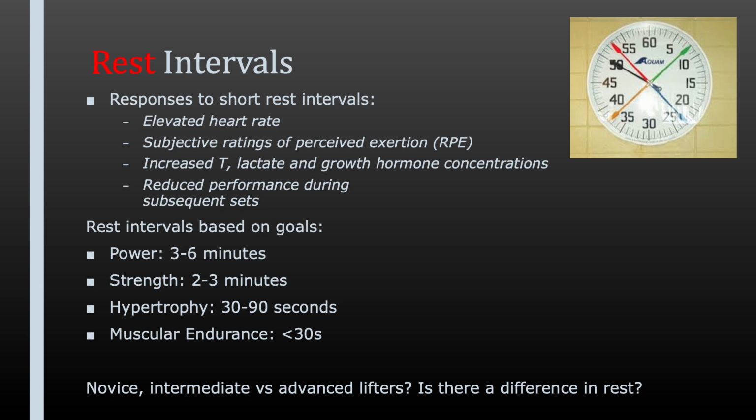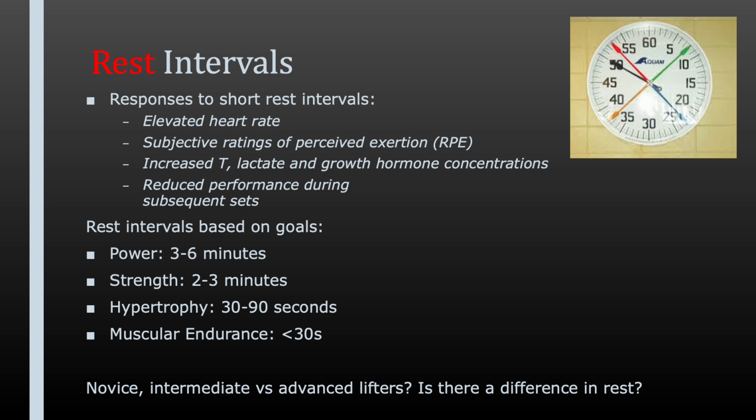Hypertrophy, we have again a higher volume load, but with hypertrophy the goal is to have those shorter rest intervals. Going back to that third bullet point above, increased testosterone, lactate, and growth hormone concentrations, the goal of hypertrophy is to increase all 3 of those and have stress upon the muscle. So we're going to have a reduced rest period of 30 to 90 seconds between sets.